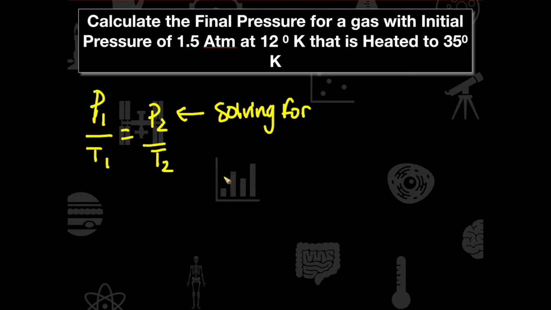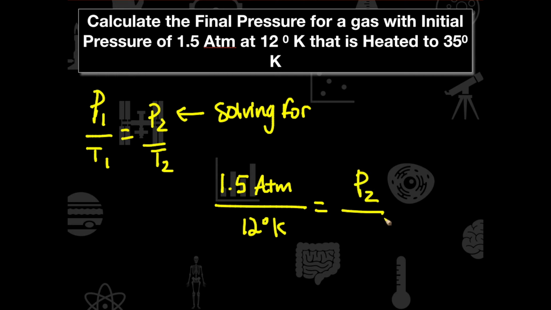So, initial pressure, 1.5 atm divided by our initial temperature, which is 12 degrees Kelvin. We set this equal to P2, which we're solving for, divided by 35 degrees Kelvin. We're heating it, so our pressure should go up. Multiply both sides by 35 degrees Kelvin. This will cancel on this side, and the Kelvins cancel. So do 1.5 divided by 12, which is equal to 0.125, and we'll multiply that by 35.